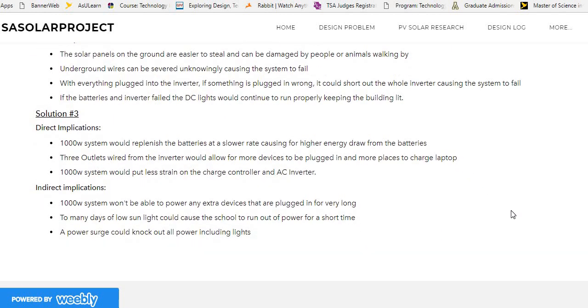For solution 3, direct implications: the 1000 watt system would replenish the batteries at a slower rate, causing higher energy draw from the batteries. This would overall cause the system to last a lot longer than, let's say, a 2000 watt system would last with the same batteries.